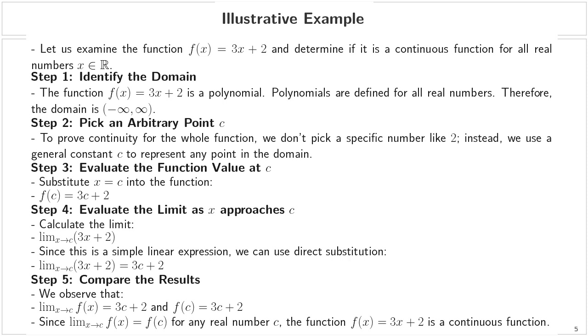Finally, in step 5, we compare our results. We observe that the limit of f of x as x approaches c is 3c plus 2, and the function value f of c is also 3c plus 2. Because the limit is exactly equal to the function value for any real number c, we can conclude that the function f of x equals 3x plus 2 is indeed a continuous function. This rigorous process ensures we aren't just guessing based on a graph, but are proving continuity mathematically. In the next slide, we will discuss some common pitfalls to avoid when performing these checks.